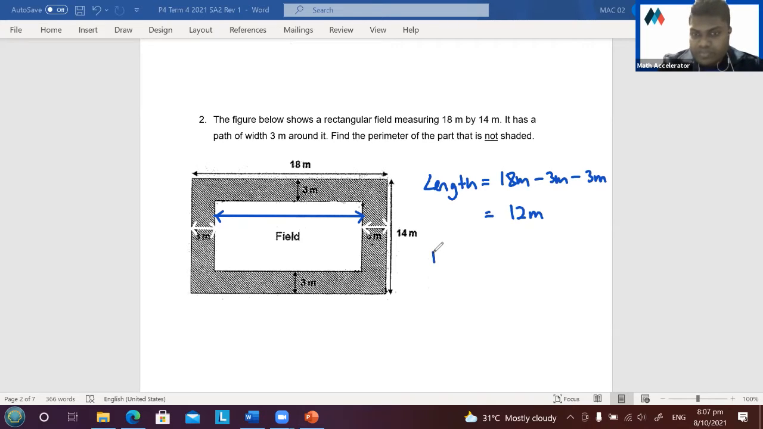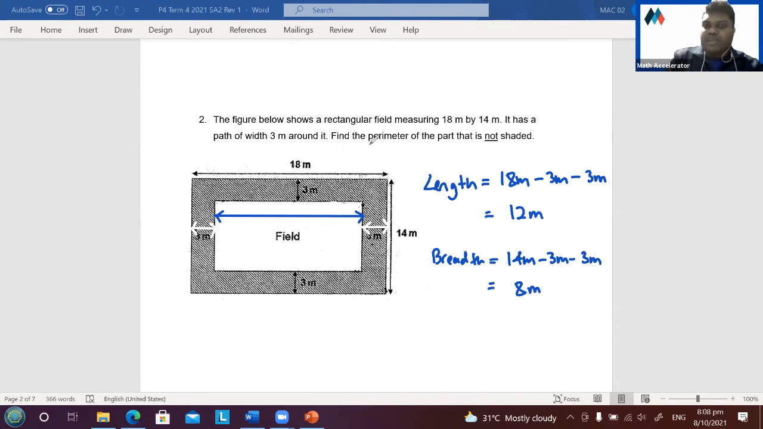All right then. Now let's go and find out what's the breadth. So what's the breadth? Can you type in the chat? Good, good. So breadth is 14 meters minus 3 meters minus another 3 meters. So this is 8 meters.